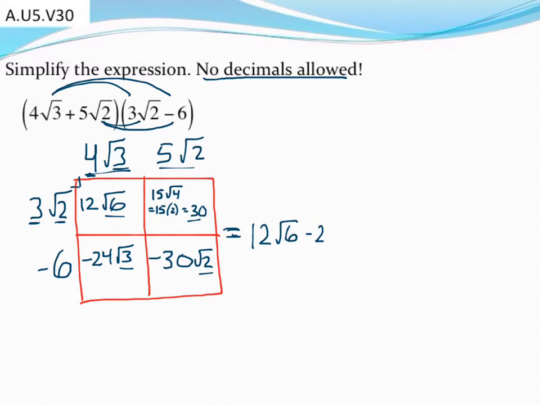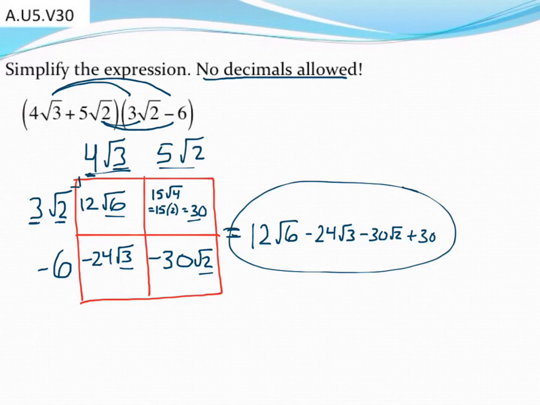So 12 square root of 6 minus 24 square root of 3 minus 30 square root of 2, and then finally finish out with a plus 30. So there is my answer once I multiply those two radical expressions together. It's a horrible looking number, but there it is. There's my answer.